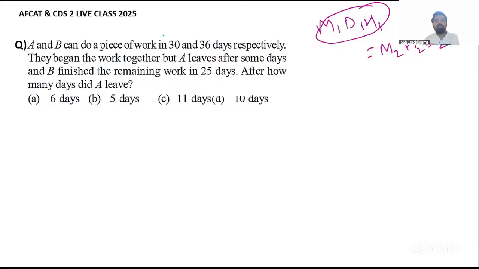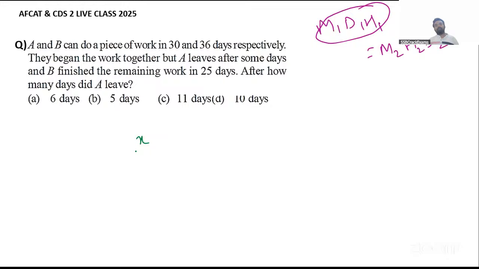So we have not done this question till now. A and B can do a piece of work in 30 and 36 days respectively. They begin the work together, but A leaves after some days, and B finishes the remaining work in 25 days. After how many days did A leave? So suppose A leaves in X days.